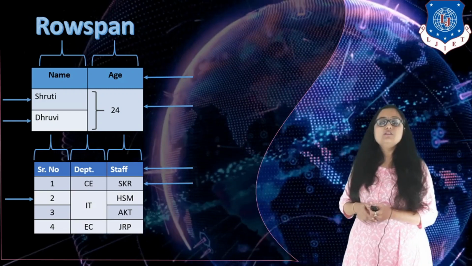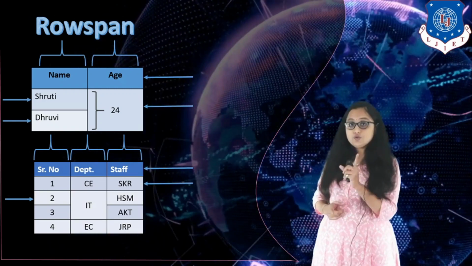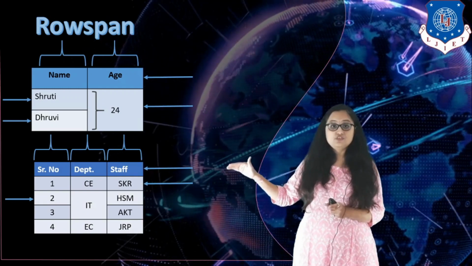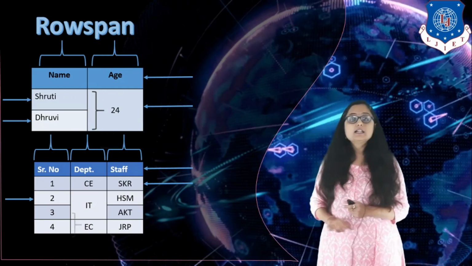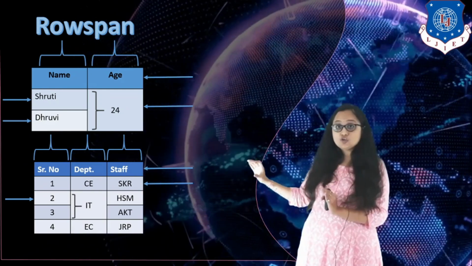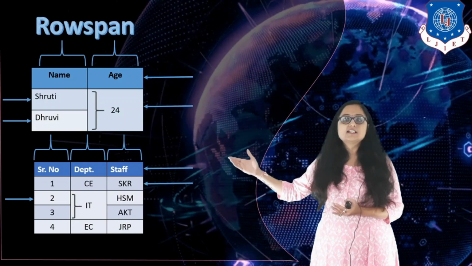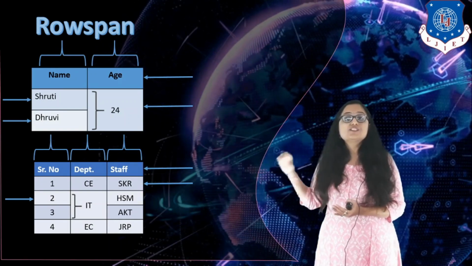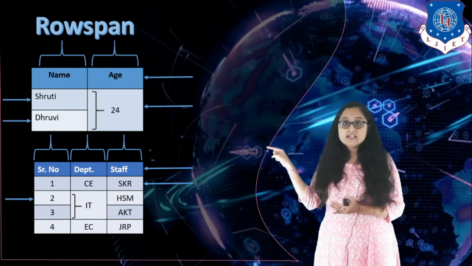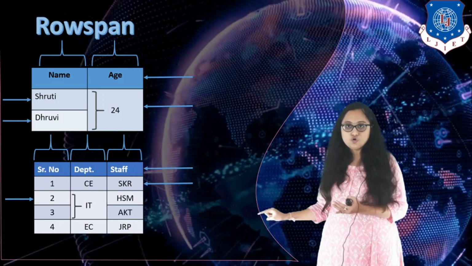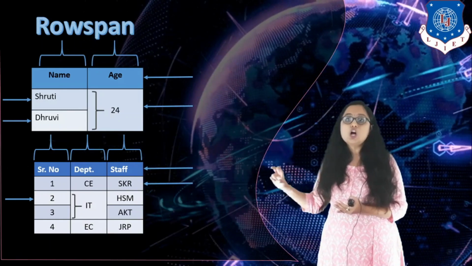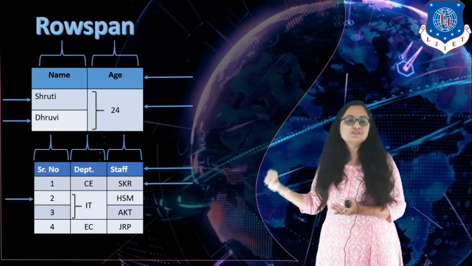Then you have the third row. Now you can see in the third row that the first column, the first TD, is 2, but in the third row the second column is spanned. You can see that this department, that is IT, is basically a column which is the combination of the second row and the third row, right? So you are combining two rows and making this one column. This is a row span.